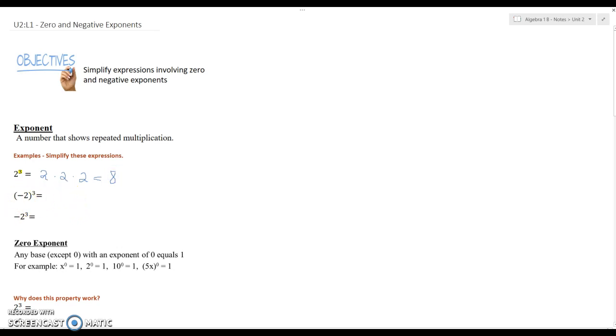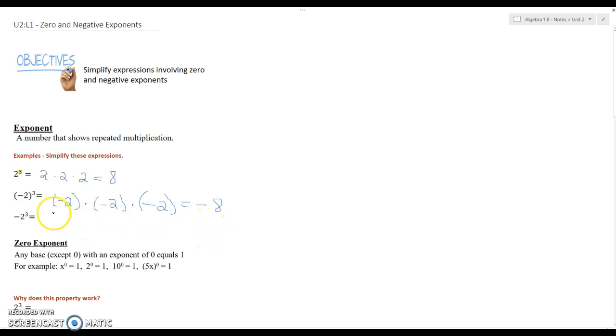When we look at our next example, we have negative 2 in parentheses to the third power. So that means we are going to do repeated multiplication of negative 2 times negative 2 times negative 2, is equal to a negative times a negative is a positive, so positive 4 times a negative 2 is negative 8.